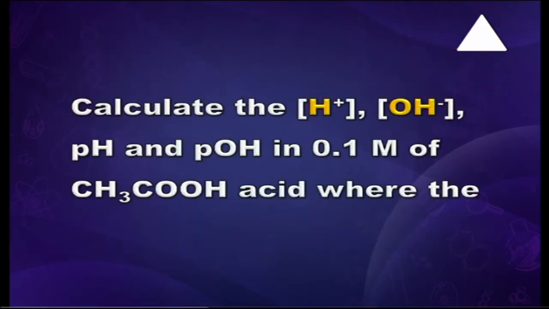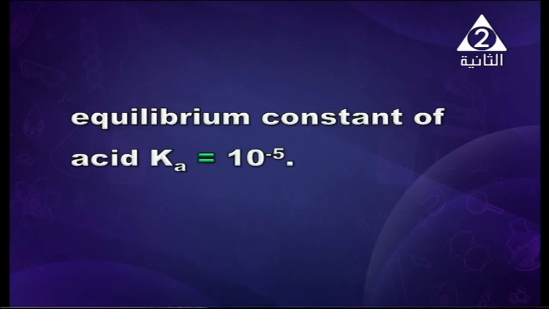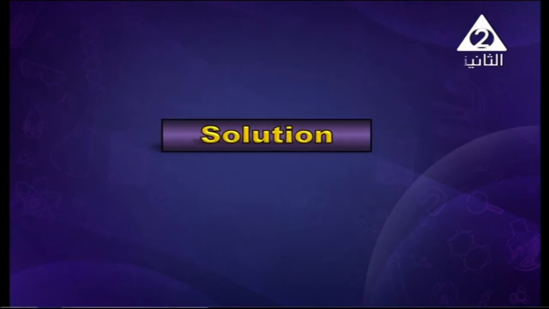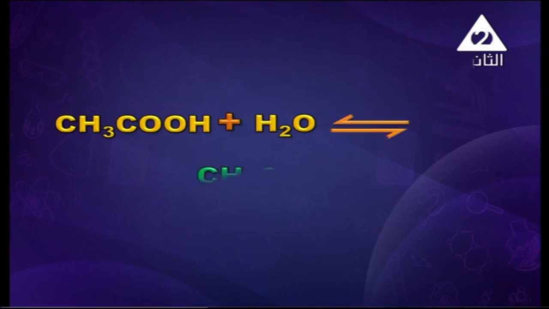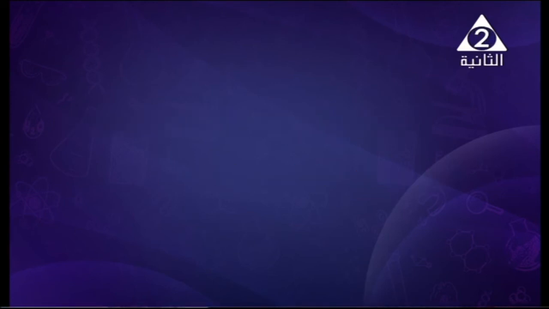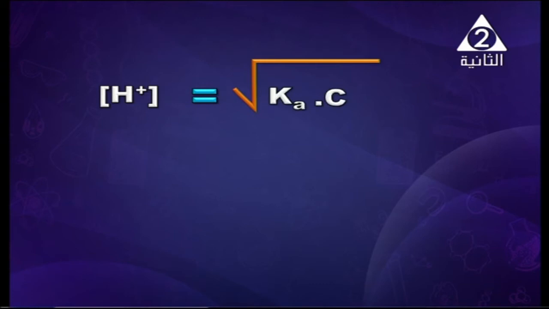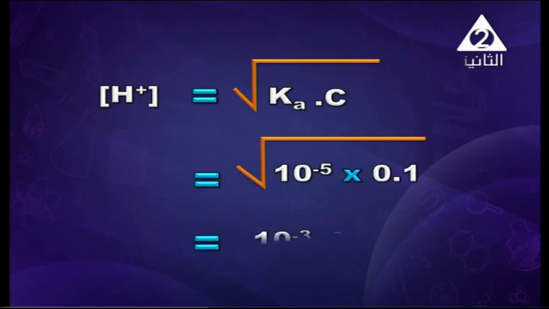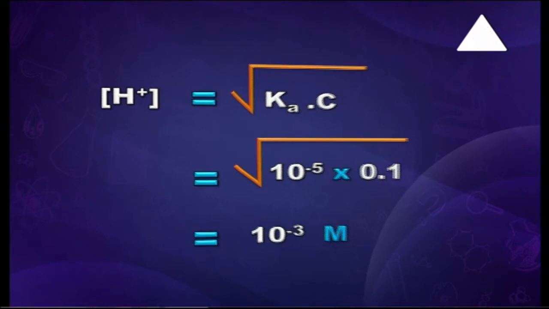Next example: calculate the concentration of hydrogen ion and the concentration of hydroxide ion, and pH and pOH in 0.1 molar of acetic acid, where the equilibrium constant of the acid Ka equals 10 to power negative 5. Here, in the solution, the acetic acid plus water in equilibrium gives acetate ion and hydronium ion. Here the hydrogen ion equals the square root of Ka times C, so equals square root of 10 to power negative 5 times 0.1, so equals 10 to power negative 3 molar.